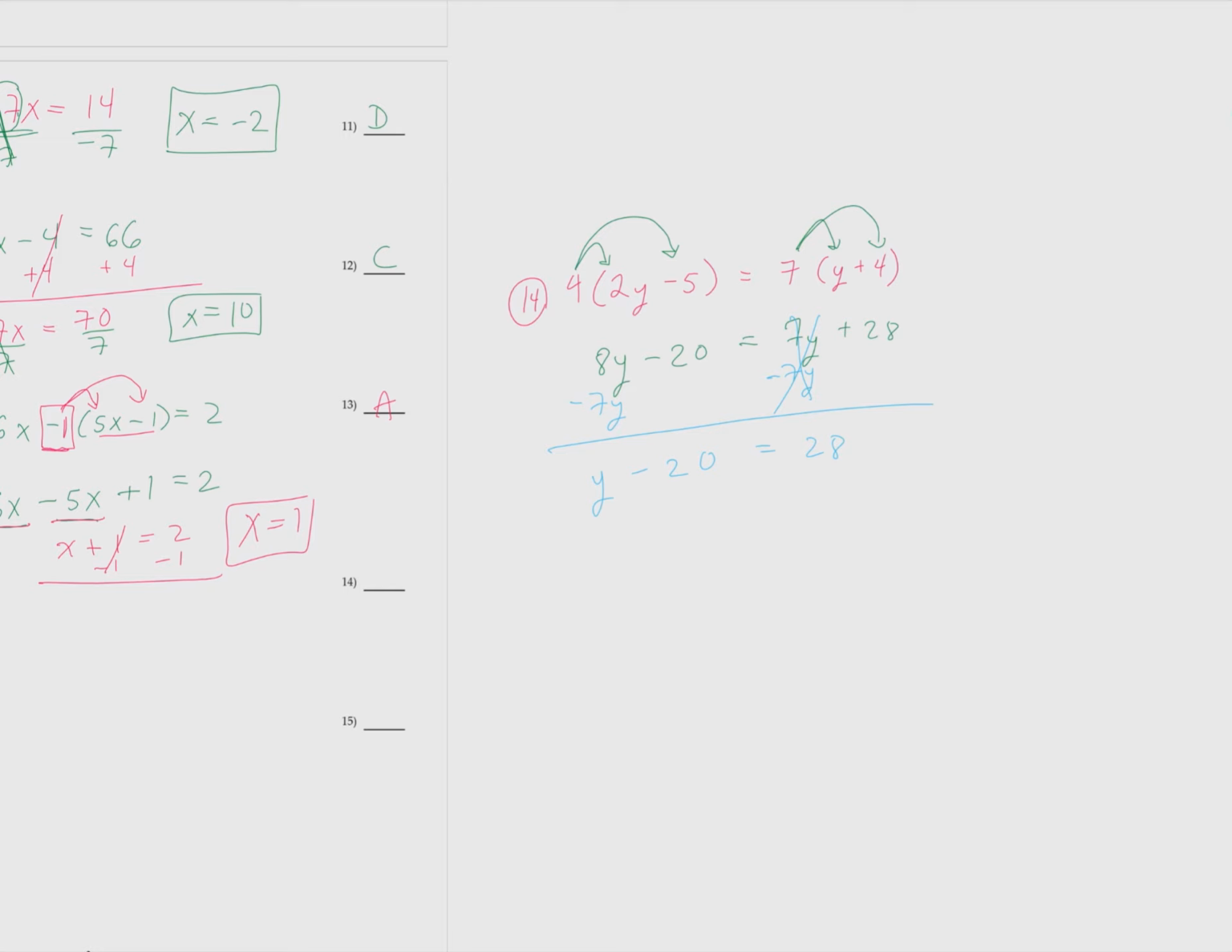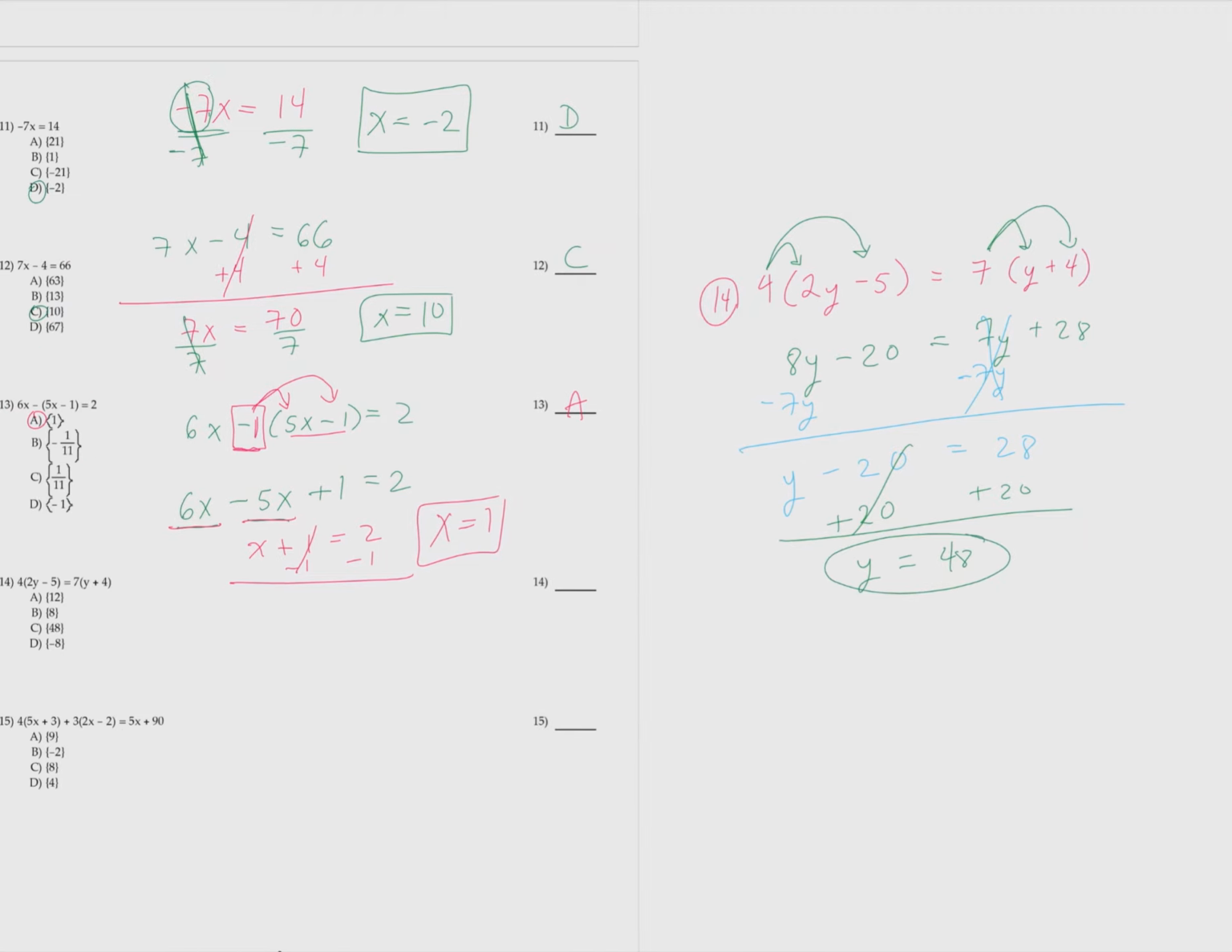Now the y is being harassed by that negative 20, that minus 20 there. So we're going to get rid of that minus 20. And the only way to do it is by doing the inverse operation, which is to add 20. Whatever you do to one side, you do to the other. Boom, it cancels out. And now you're left with finally the y. So you isolated it. And what's left over on the other side? 48. And that's your answer, 48. So the answer is C.